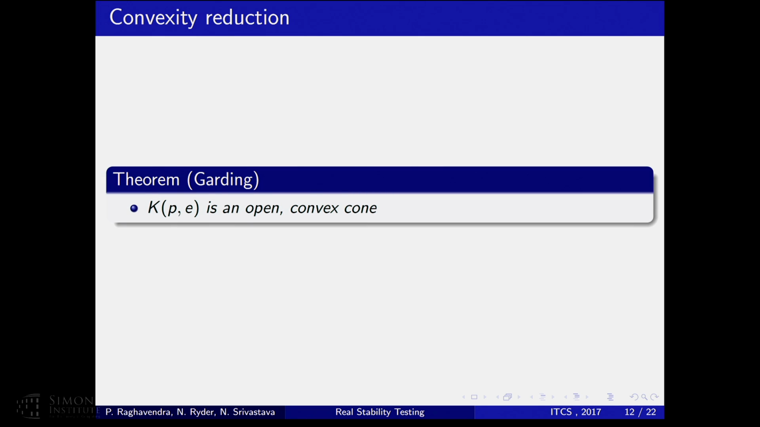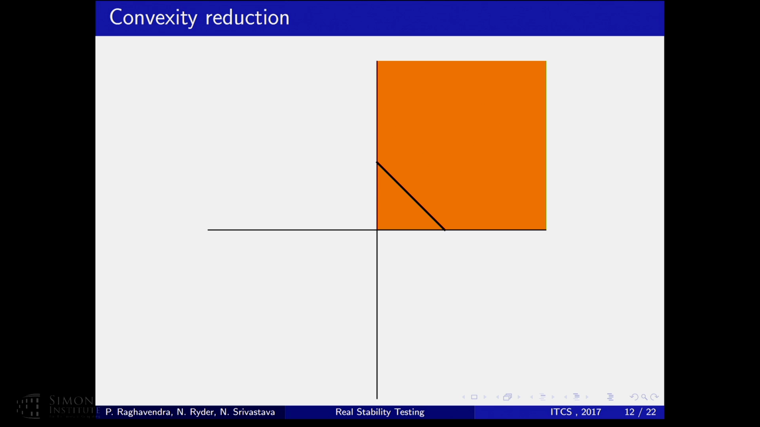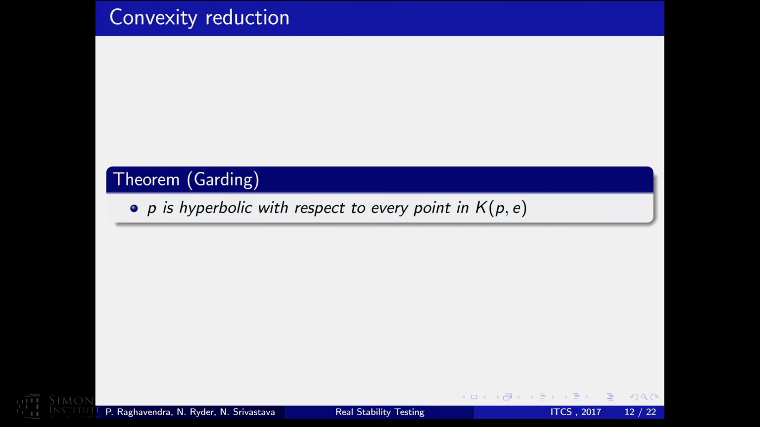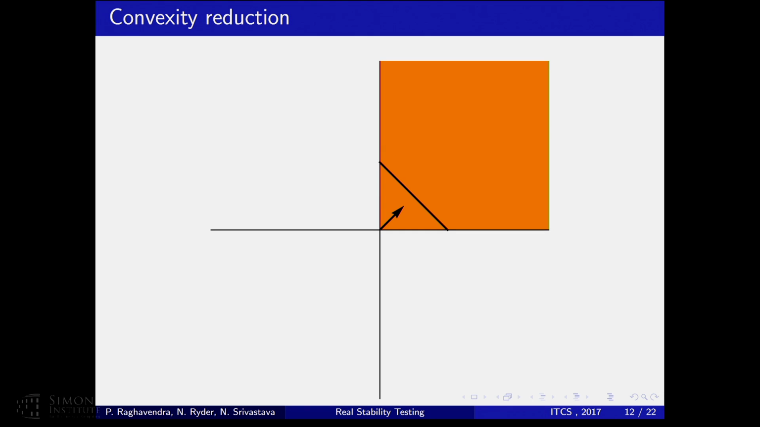So remember that the hyperbolicity cone is an open convex cone. And so if we can show that our function does not vanish on this line segment, then by the fact that it's a cone, we'll be guaranteed that our polynomial does not vanish on this whole upper quadrant. Furthermore, p is hyperbolic with respect to every point in the cone.